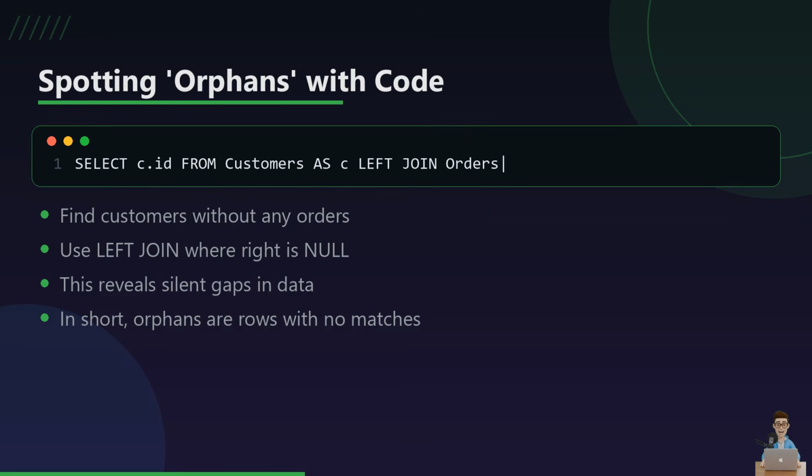Here's why this matters. You can find customers who have never ordered anything. By checking for nulls in the join table, you see exactly who is missing activity. This helps you decide whether to delete them or send a marketing email.